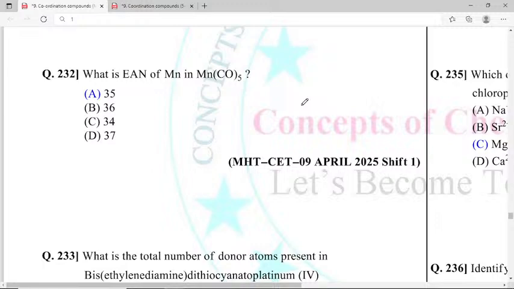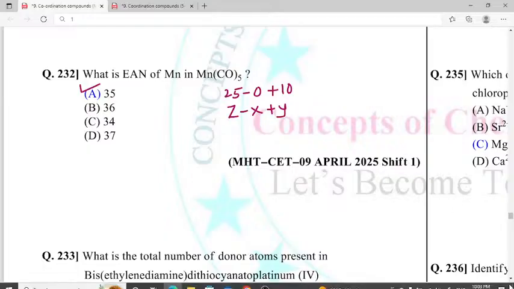What is effective atomic number? Effective atomic number of Mn(CO)5: Mn is 25, oxidation number 0, plus 10, that is 35. 35 is your answer. What is the formula? That's Z minus X plus Y.